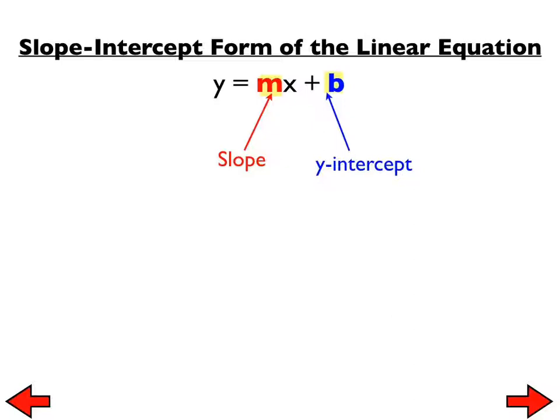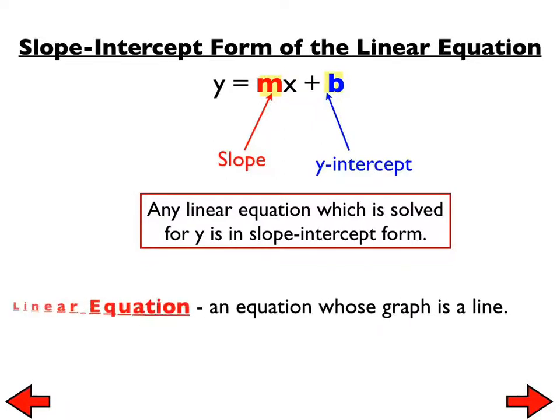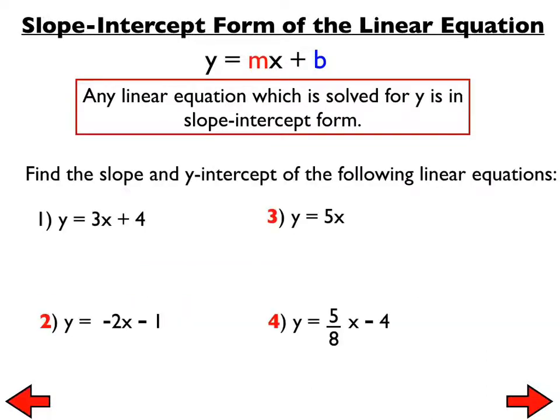Now, what we're going to find out tomorrow is that not all equations are already in that form, and then we'll kind of talk about how we graph equations that are not in that form. Okay? So, any linear equation which is solved for y is in slope-intercept form. Also, we know that if we graph it, the graph will be a line. Okay? And that's what a linear equation is. An equation whose graph is a line.